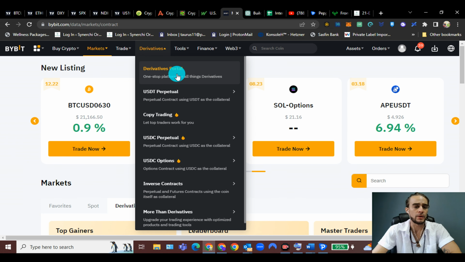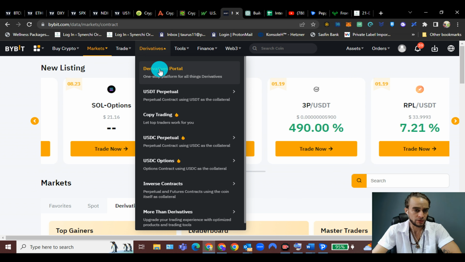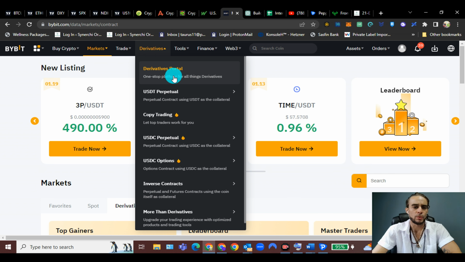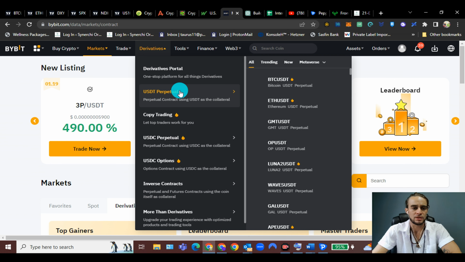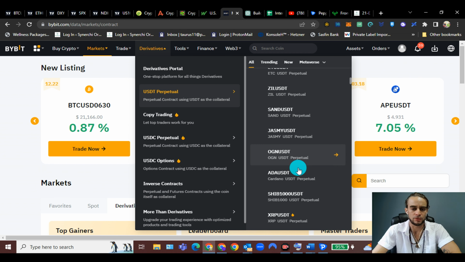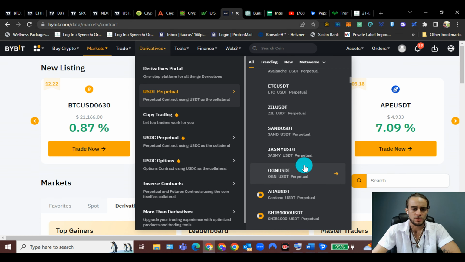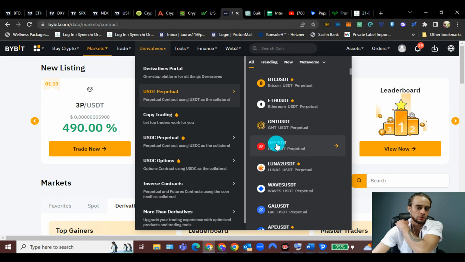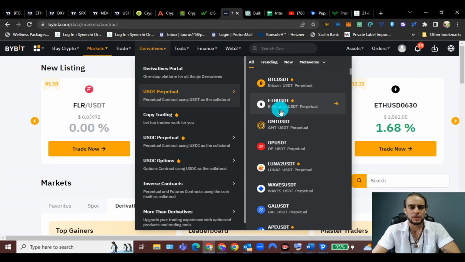So very cool. You've got the derivatives portal, which is mostly where I trade from, which is actually the USDT perpetual. So I trade the USDT perpetual, and that's what I do on all of these coins here. So whichever coin I see and I feel like trading, I'll trade that coin. I'll use a bit of leverage. Generally for altcoins, I'd probably use 5% leverage at the most, because altcoins are heavily volatile.